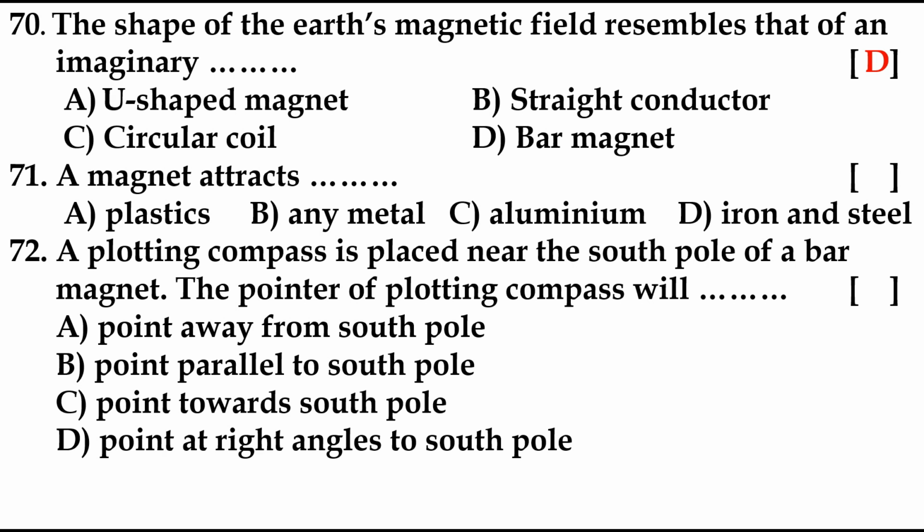71. A magnet attracts dash. A. Plastics, B. Any metal, C. Aluminium, D. Iron and steel. Answer is option D. Iron and steel. 72. A plotting compass is placed near the south pole of a bar magnet. The pointer of the plotting compass will dash. A. Point away from South Pole. B. Point parallel to South Pole. C. Point towards South Pole. D. Point at right angles to the South Pole. Answer is option C. Point toward the South Pole.